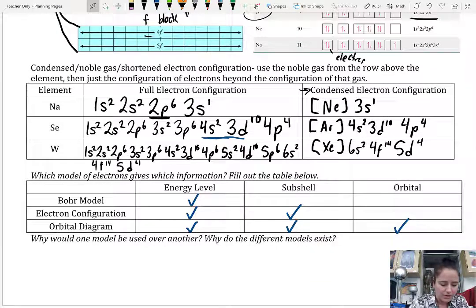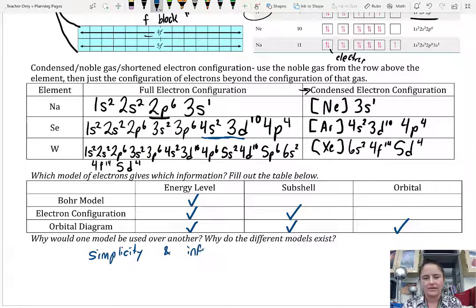It has to do with that balance between simplicity and information. If we only need to identify where those valence electrons are, sure, we could do a Bohr model for that. Typically, we'll use electron configuration. It has that nice medium amount of information. But if you were studying specific electrons, and you needed to know how many unpaired it had or anything like that, maybe you use the orbital diagram. Okay?